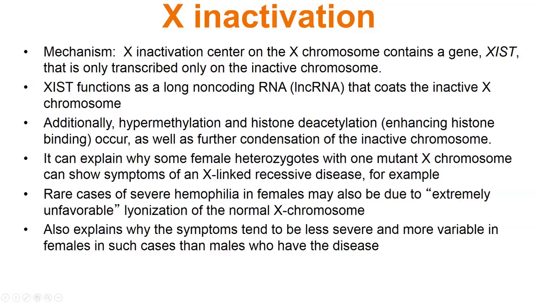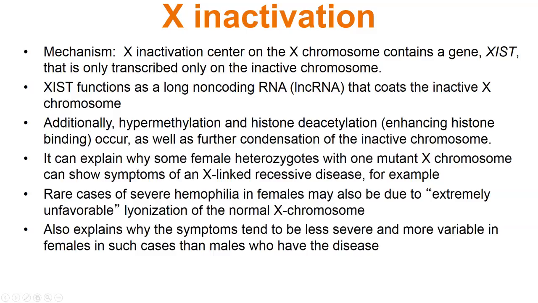Okay, so how does this actually affect genetics? Occasionally you can see some female heterozygotes that have one mutant X chromosome and one normal chromosome that are showing symptoms of a disease that's called X-linked recessive. If it used our classical model of dominant and recessive, then that wouldn't make sense. But it makes sense when you understand that some genes are shut off and you have this X inactivation.